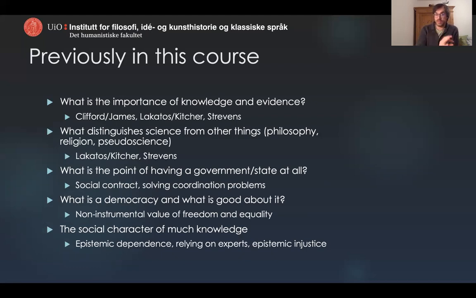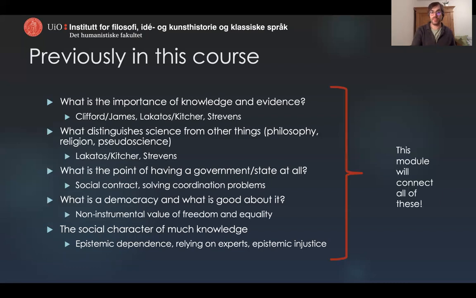Then we started to connect these questions about science and about democracy by looking at the social character of much knowledge, how knowledge often depends on others. And then we asked questions about that. How can we gain knowledge from experts? How do we know who the experts are if we ourselves don't know anything about it? And how some people in some conditions might be excluded from that exchange of knowledge through epistemic injustice. Okay. So this module connects all of these issues. That's why I wanted to remind you of these issues, because we're going to connect them in various ways.